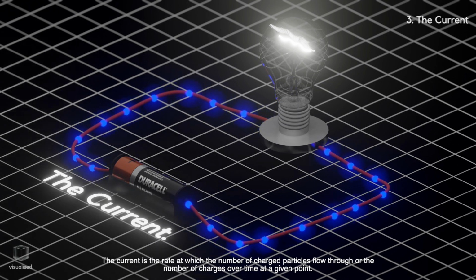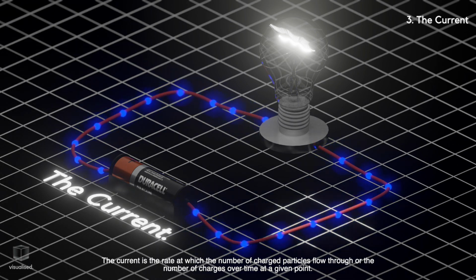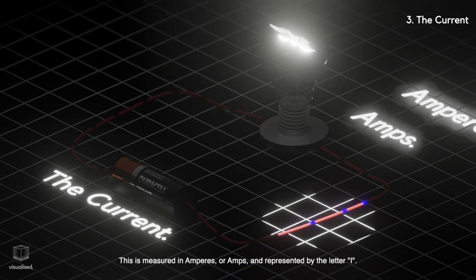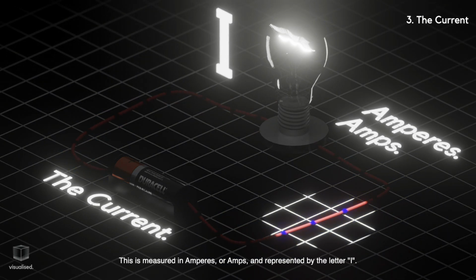The current is the rate at which charged particles flow through, or the number of charged particles over time at a given point. This is measured in amps or amperes, and is represented by the letter I.